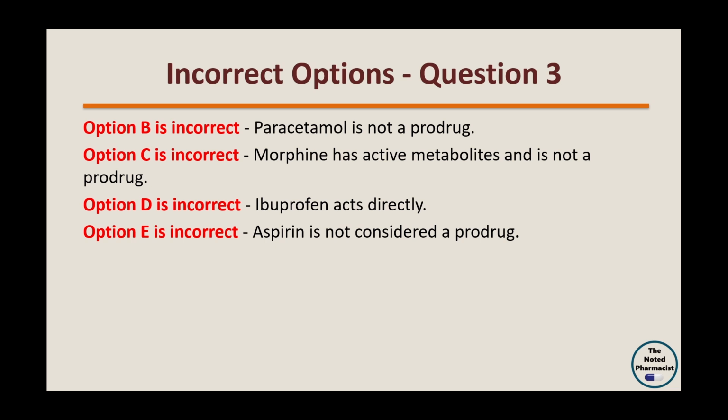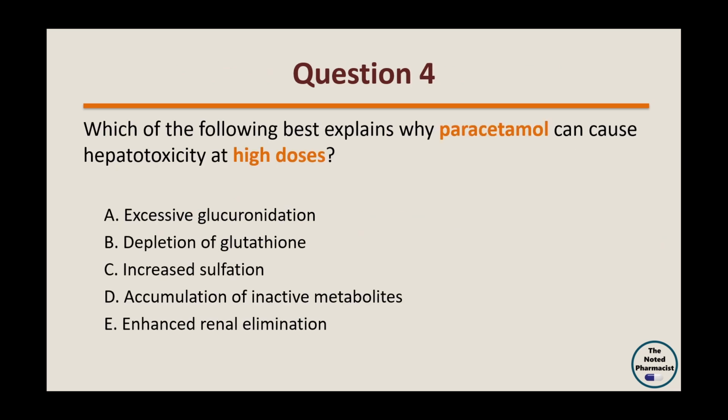Option D is incorrect because ibuprofen acts directly without needing conversion to an active form. Option E is incorrect because aspirin hydrolyzes to salicylic acid but does not meet the definition of a prodrug. The important aspect of this question is distinguishing between drugs that require metabolic activation and those that do not, emphasizing clopidogrel's unique prodrug nature. Question 4 is as follows.